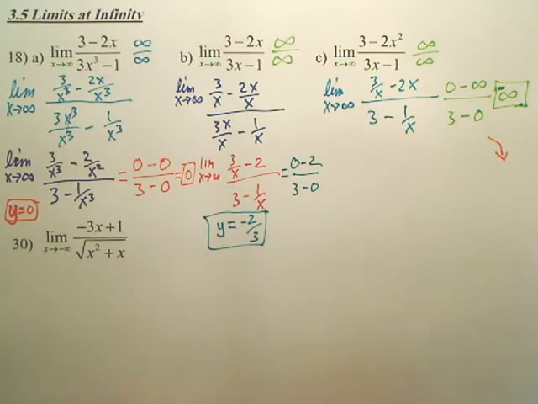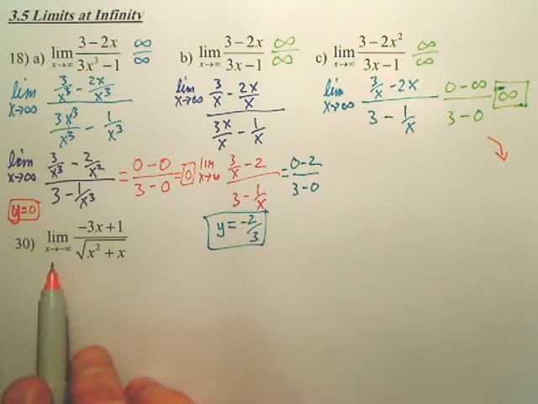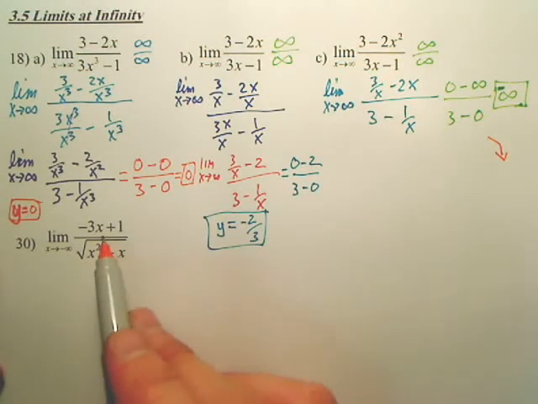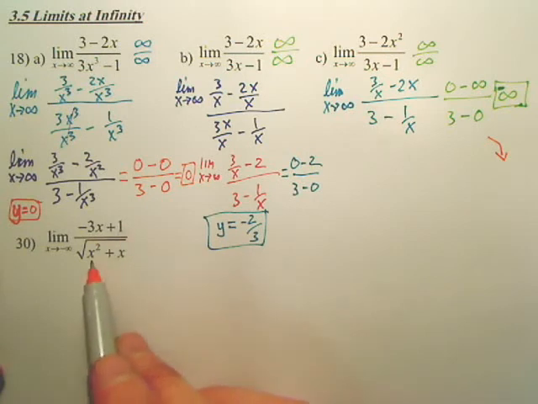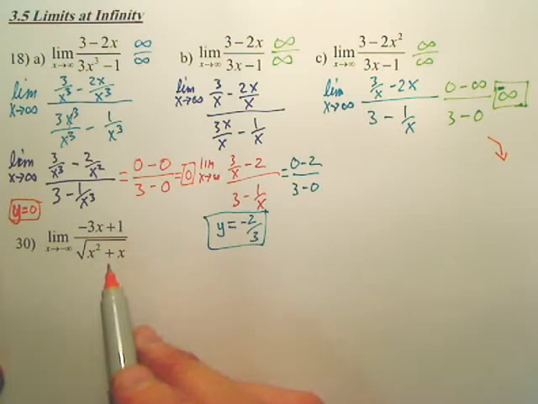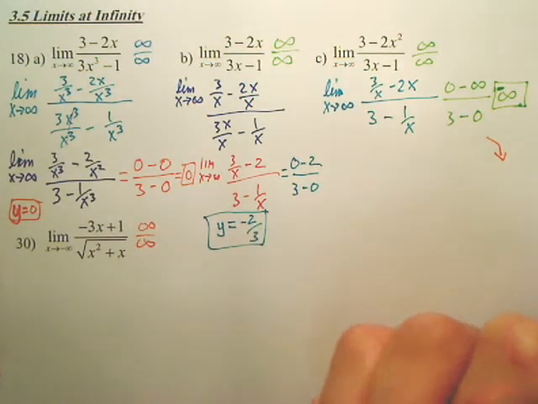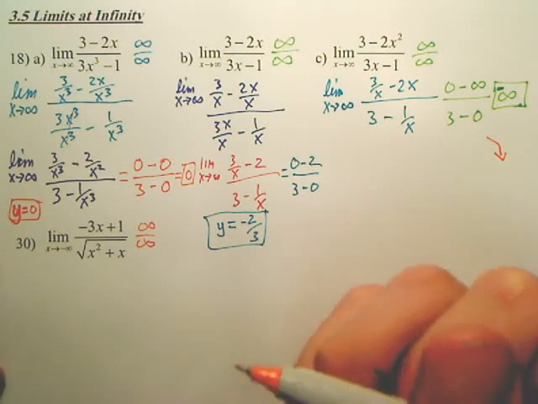So far. Okay. Number 30. What you have to realize is this ends up being infinity over the square root of infinity, which is still infinity. So this is infinity over infinity. So we can divide by the highest power in the denominator.